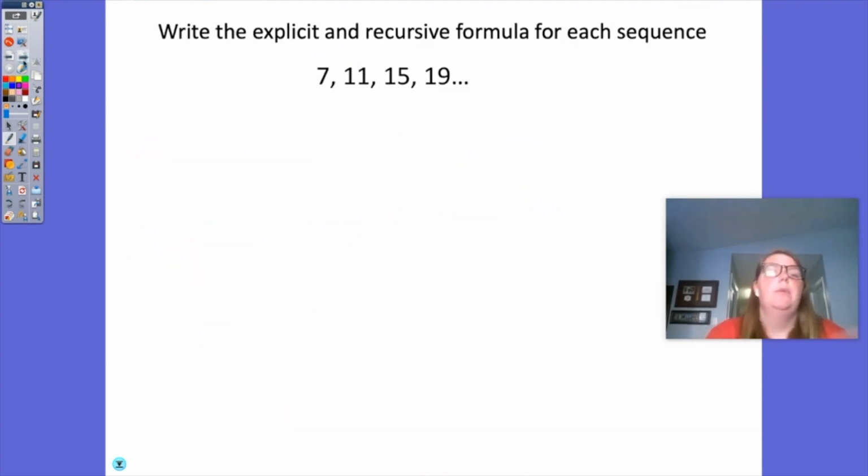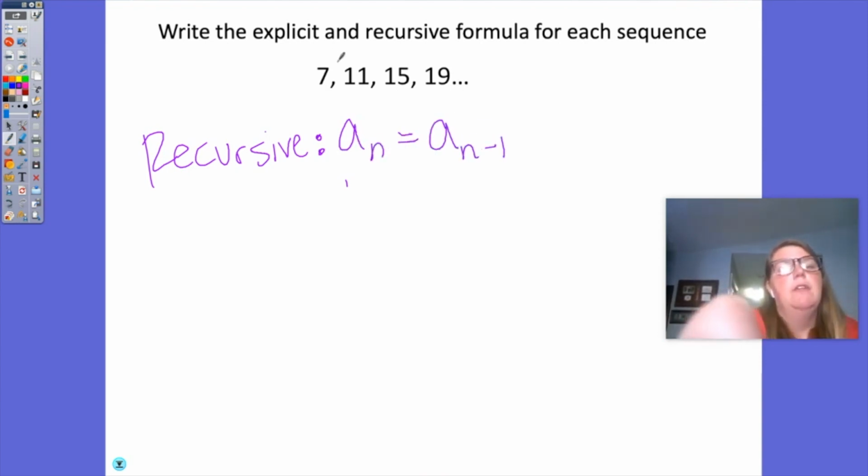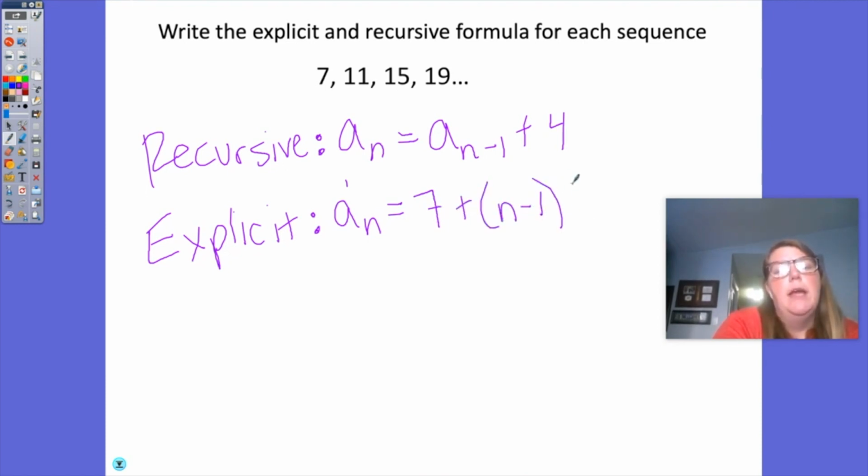Okay, so let's try this one. So we want to write the recursive and explicit. So recursive would be a sub n equals a sub n minus 1 plus 4. And if we look each time to get from 7 to 11, it's adding 4, then adding 4, then adding 4. And then our explicit formula is still a sub n, but we're basing it on the first term. So the first term is 7 plus our n minus 1, and we're multiplying that by 4. So those are our 2 different types of formulas we can use for these sequences.